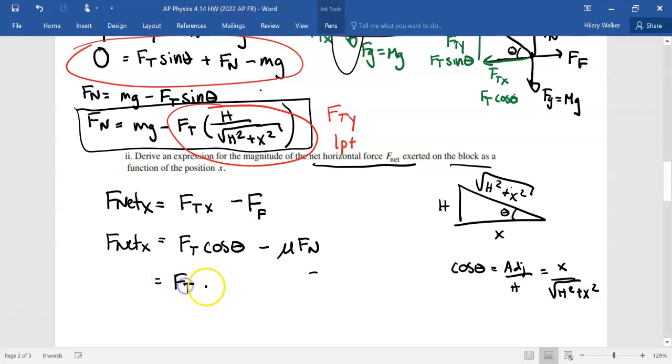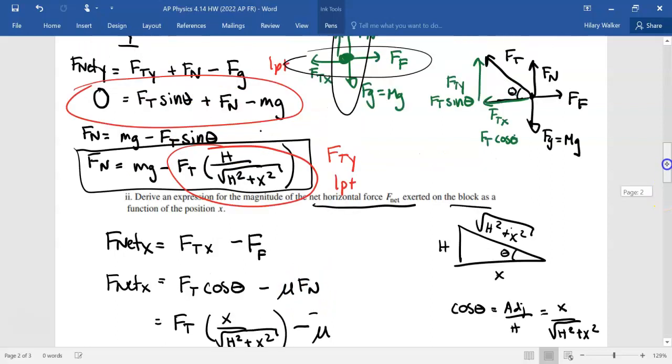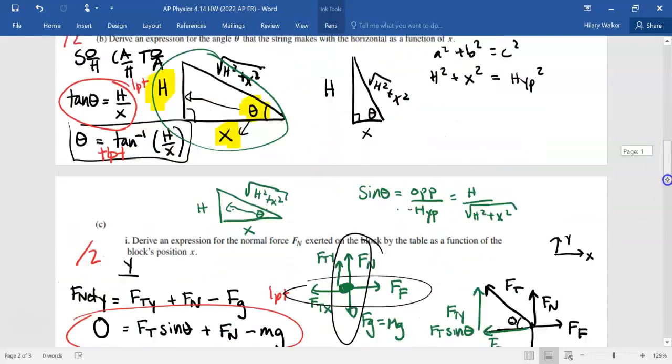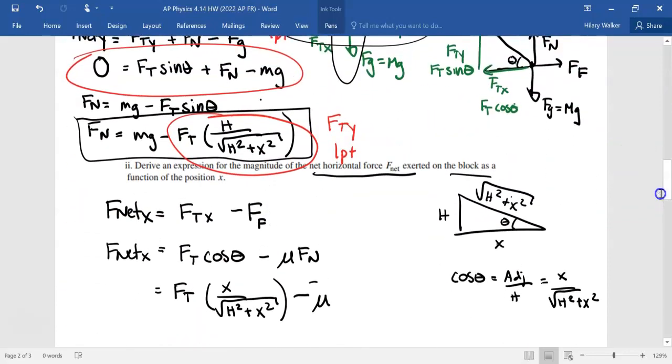So that's going to be ft times x divided by square root of h squared plus x squared, minus mu. Mu is a coefficient that's allowed in there. Let's see if they called it mu or mu k. They call it mu k, so kinetic friction we're talking about.